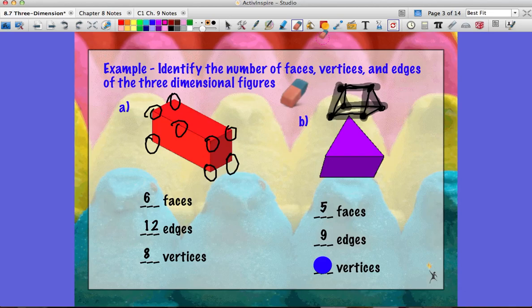Any three-dimensional figure that is a prism, if you can figure out how many vertices you have or how many edges you have on the bottom, you know how many edges you have on the top and then how many edges you have in the middle as well. So if there are 3 edges on the bottom, there have to be 3 in the middle and 3 on the top. And then vertices, you have 1, 2, 3, 4, 5, and 6.